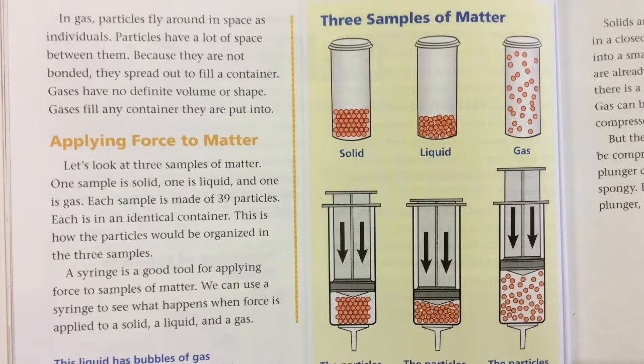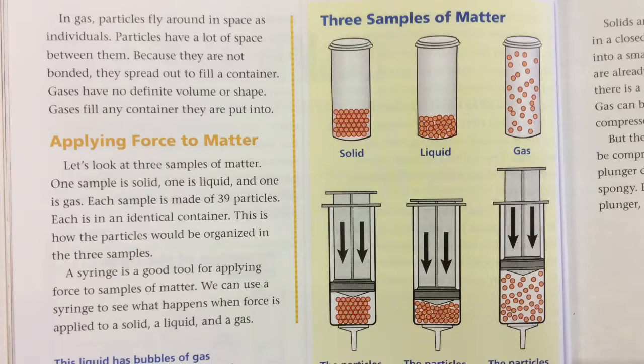Applying force to matter. Let's look at three samples of matter. One sample is solid, one is liquid, and one is gas. Each sample is made of 39 particles. Each is in an identical container. This is how the particles would be organized in the three samples. A syringe is a good tool for applying forces to samples of matter.